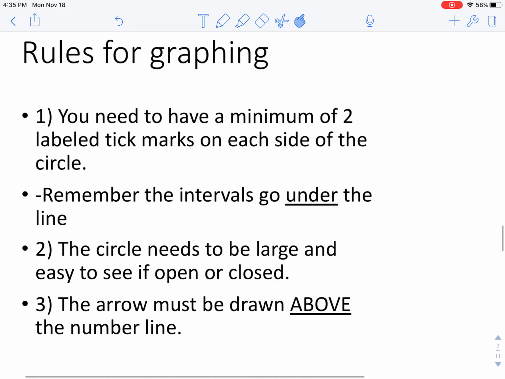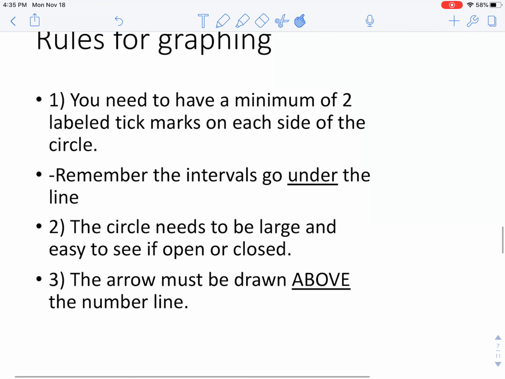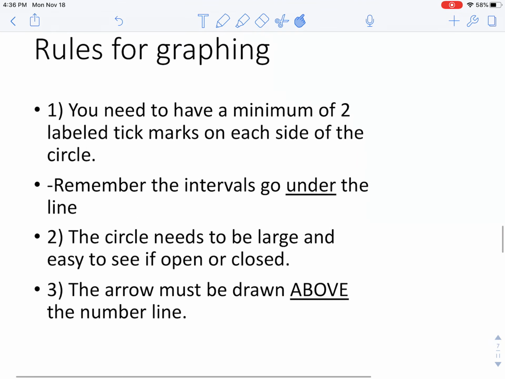All right, rules for graphing inequalities. You need to have a minimum of 2 labeled tick marks on each side of the circle. You need to remember the intervals go under the line. The circle needs to be large and easy to see if it's open or closed, and the arrow must be drawn above the number line. So you should pause the video now and write down these rules for graphing.